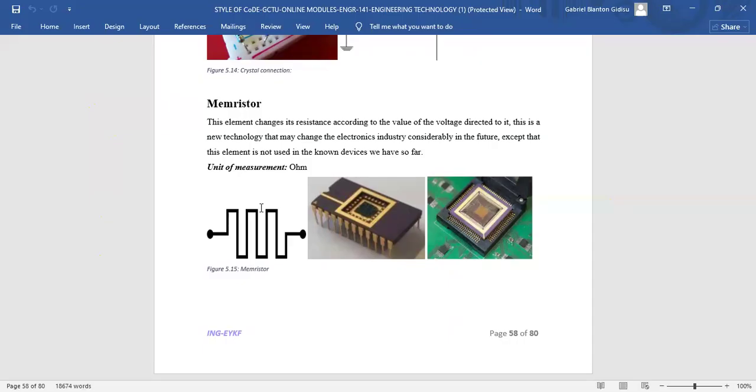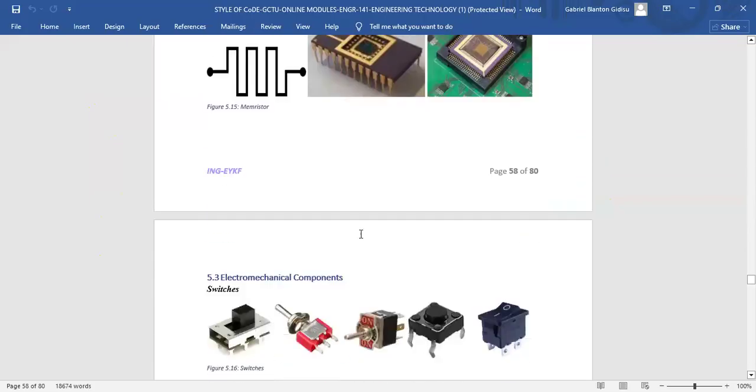This is a memristor. This element changes its resistance according to the value of the voltage applied to it. It is a new technology that may change the electronics industry considerably in the future, except that this element is not used in the known devices we have so far. But it is there. I have this chip in my office. I'll show you when you come.